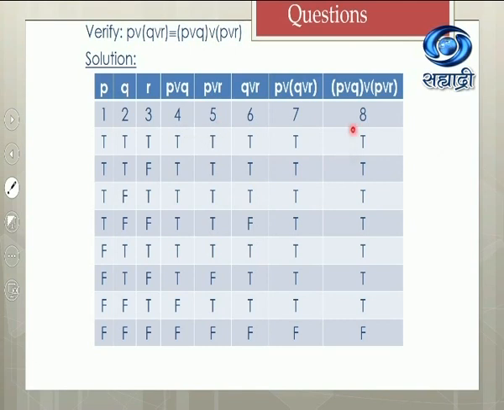True or true is true, true or true is true, true or true is true, true or true is true, true or true is true, true or false is true, false or true is true, false or false is false.